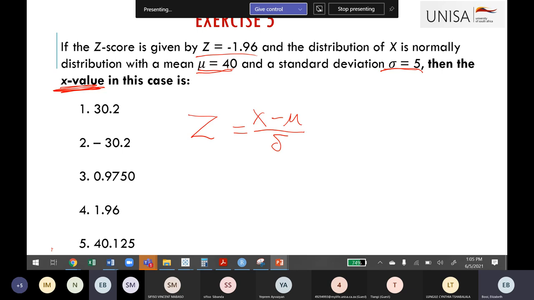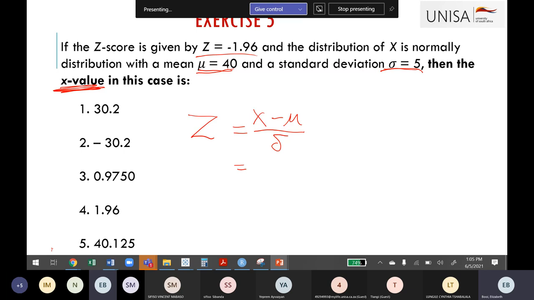Are we winning? Okay. We have two different answers. Sfiso, I don't know how you got to that answer, but anyway, let's substitute and calculate.